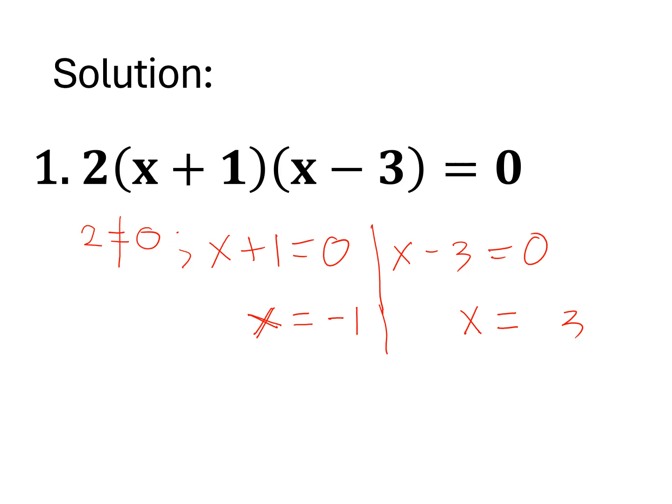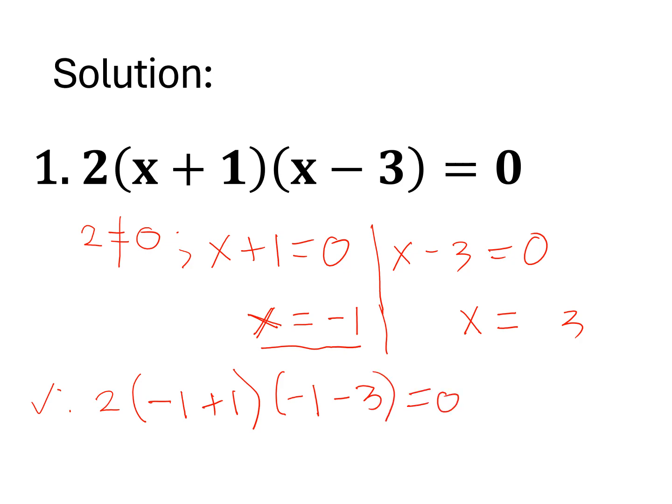So what are the values of x here? Negative 1 and positive 3. Then step number 5, we are going to check if our solution, or our values of x, can satisfy the original equation. So we must check our result. We will substitute the value of x to negative 1. So negative 1 plus 1 times the quantity of negative 1 minus 3, is it equal to 0?